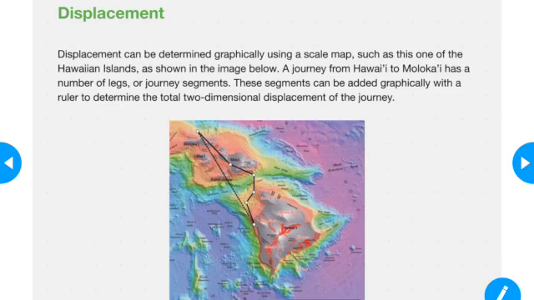Just a recap to remember displacement. Displacement, remember, is the distance between the endpoints, the starting and end, not the individual pieces of the motion.